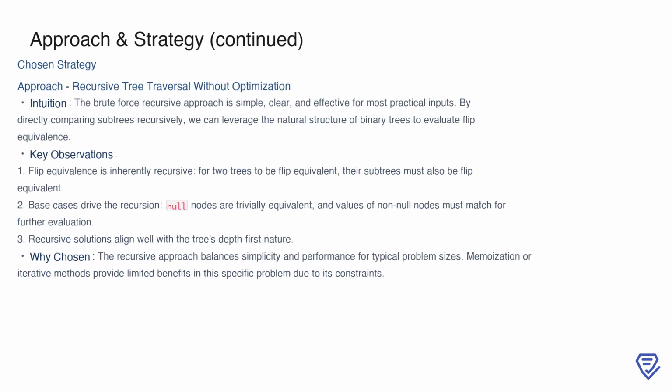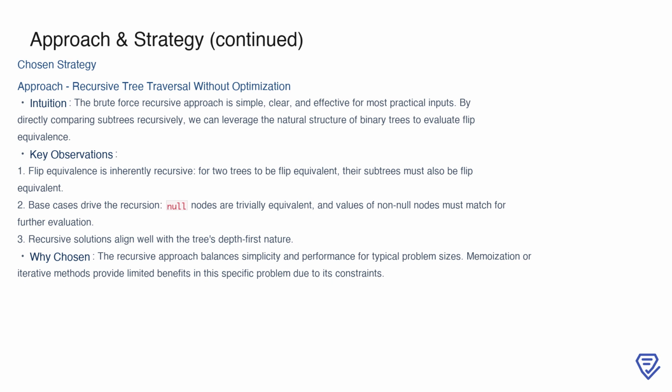Among the approaches considered, we chose the recursive tree traversal without optimization as the preferred strategy. This choice is based on its simplicity and clarity, which make it easy to implement while still being effective for most practical cases. The intuition aligns well with the natural structure of binary trees. For two trees to be flip equivalent, their subtrees must also satisfy the same condition recursively.